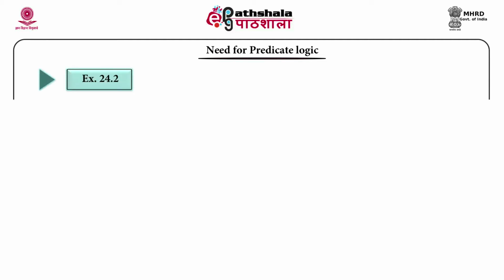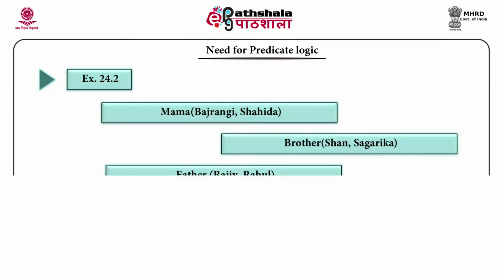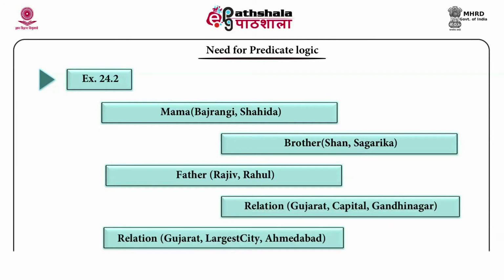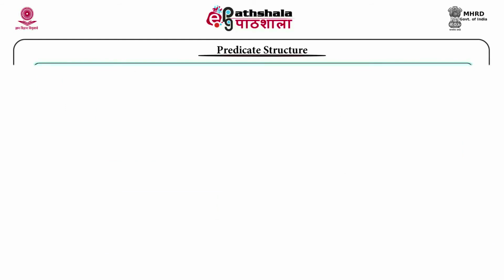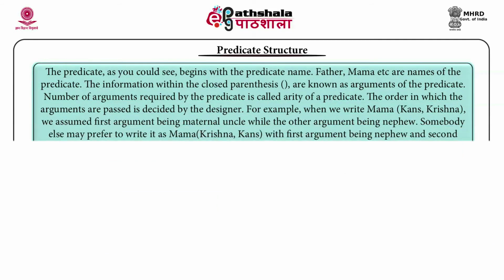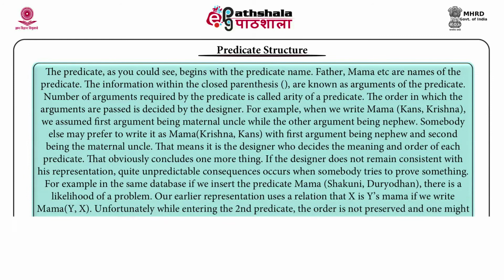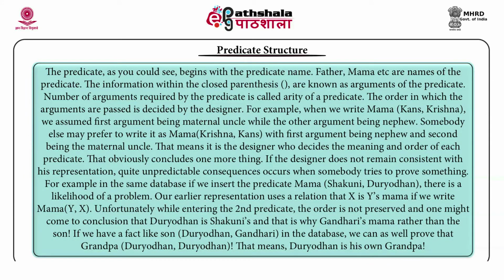Another example that comes next is there on the screen. Okay, Mama Bajrangi Shahida, brother Shan Sagarika, father Rajiv Rahul, and relation Gujarat capital Gandhinagar, Gujarat large city Ahmedabad. These are examples of predicates. A predicate begins with a name, okay, that is mama, brother, father, relation, these are names of predicates, and the information enclosed are the arguments. Like Bajrangi, Shahida, Shan, Sagarika, they are called arguments. Okay. For example, for father, there are 2 arguments, Rajiv and Rahul. For relation, there are 3 arguments.